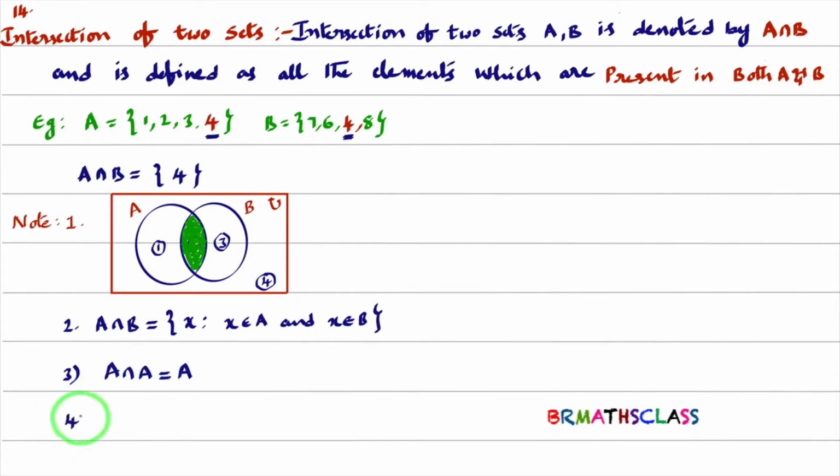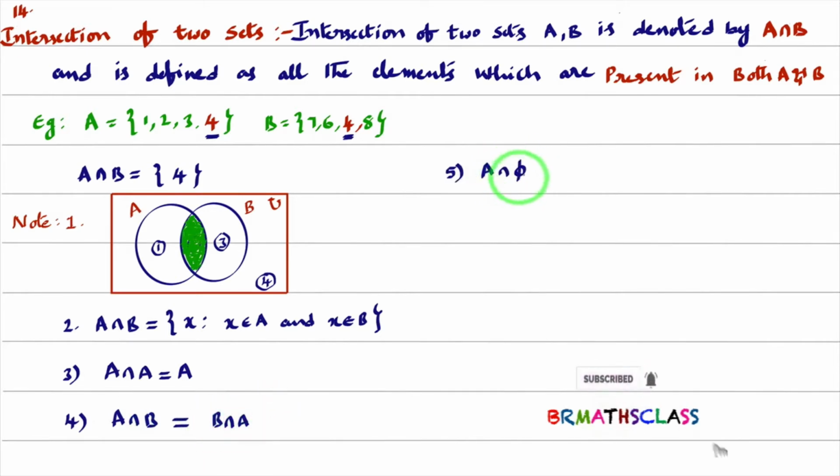Okay. Next, fourth point. What can you say about A intersection B and B intersection A? Is A intersection B the same as B intersection A? A intersection B means all the elements which are present in both A and B. B intersection A means all the elements which are present in both A and B. We can easily understand that those two are equal. A intersection B is the same as B intersection A.